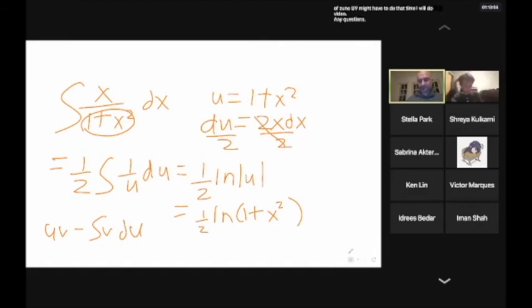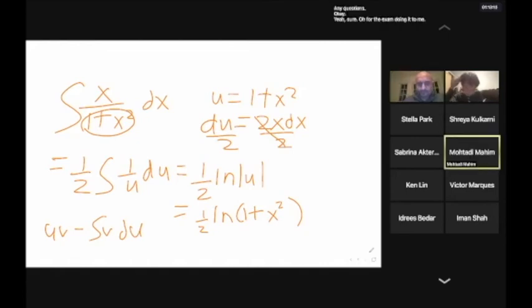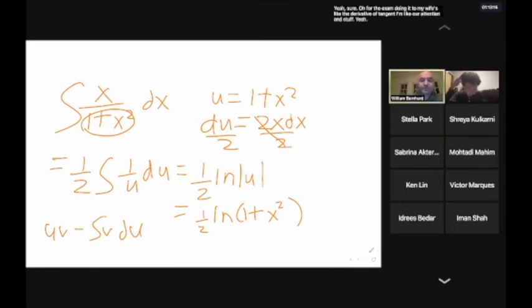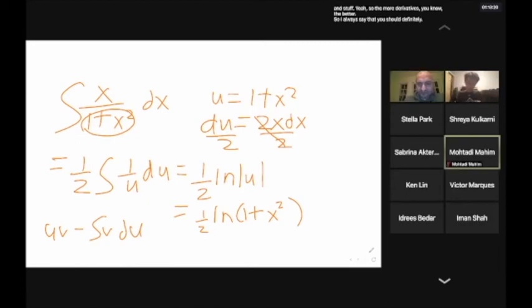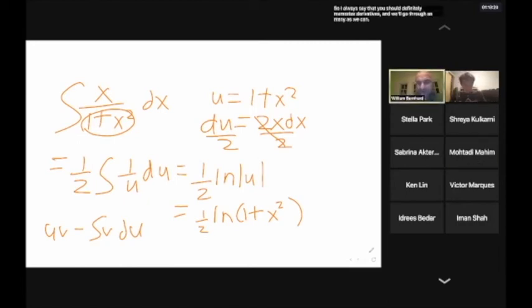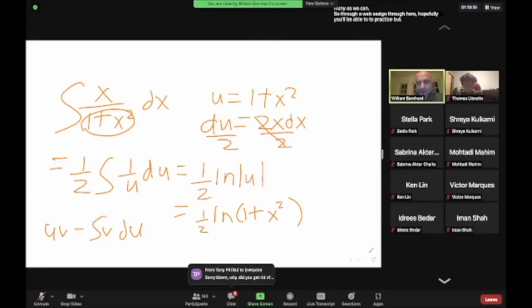Any questions here? Okay, yeah, sure. For the exam, do we need to memorize the derivative of tangent and arctangent and stuff? Yeah, so the more derivatives you know, the better. I always say that you should definitely memorize derivatives, and we'll go through as many as we can. Through WebAssign and through here, hopefully you'll be able to practice. But the more derivatives you know, the better, because there's not that many.